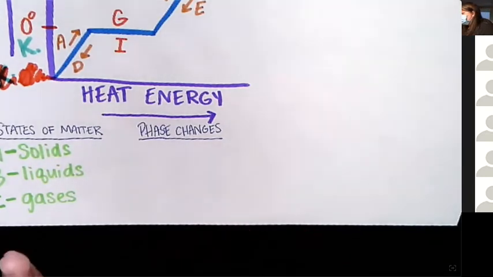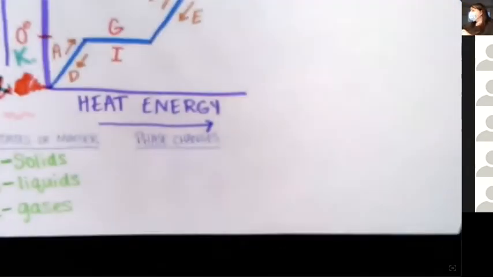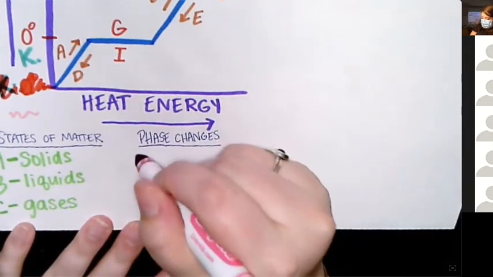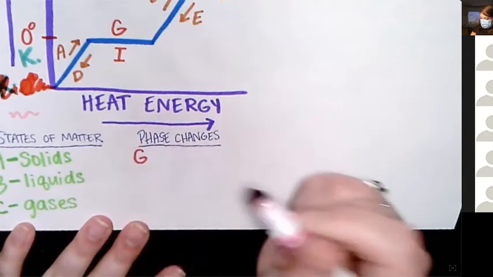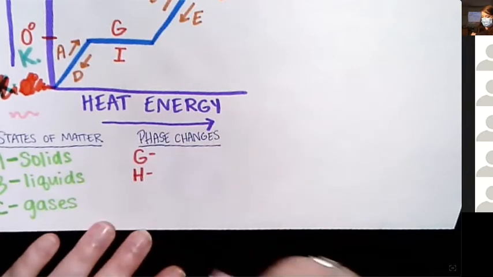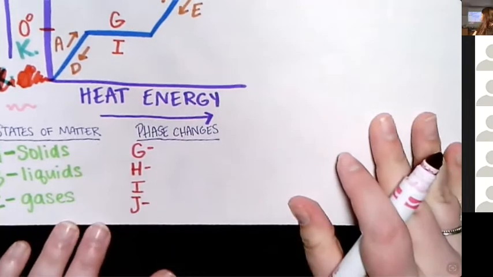Okay, so a different color. Blue. Let's do pink. Why not? Can we see this? No, you cannot. But you can't see this one. All right, so here's the first for our phase changes. We're going to do G. Then H. Then I. Then J. Okay.